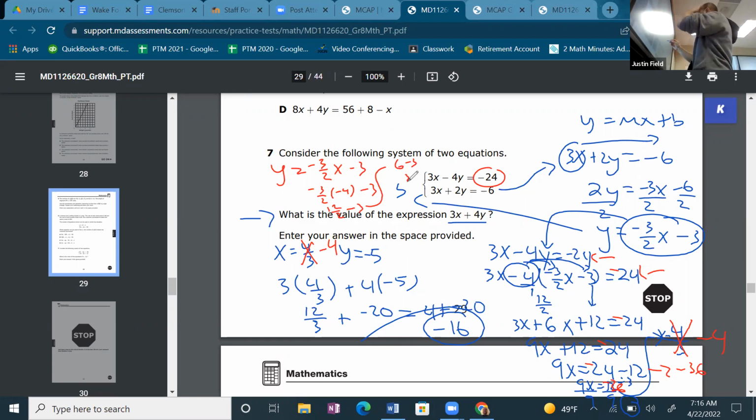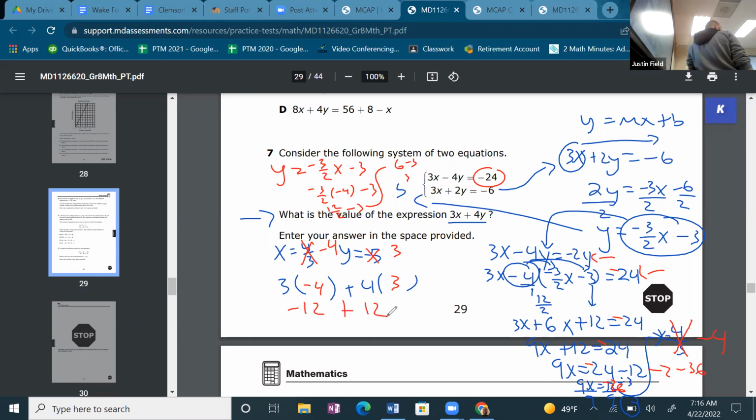So then we're substituting. But see, in the video, you can just fast forward once you know. So x is negative 4 and y is 3. We're substituting negative 4 and 3. It's going to be 0. This is what we wanted. Negative 12 plus 12. What's negative 12 plus 12? 0.